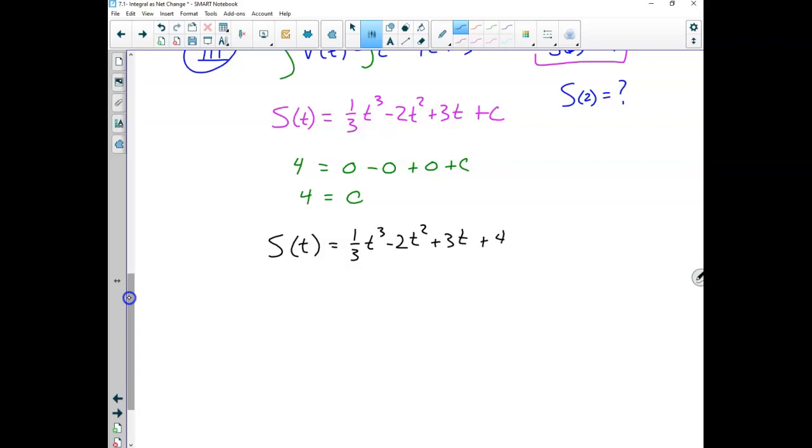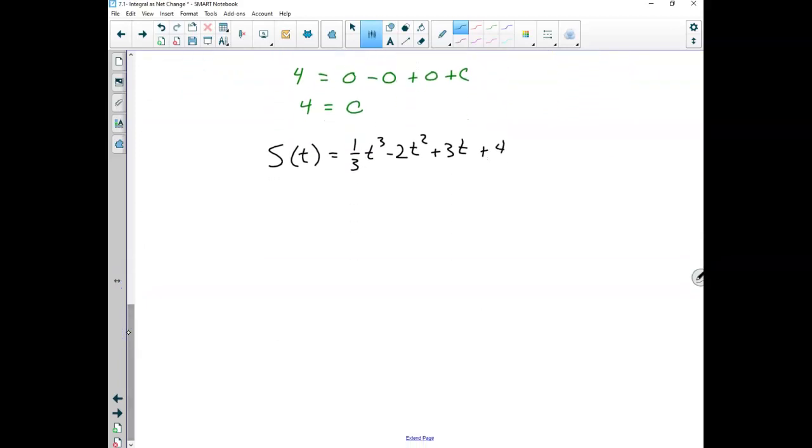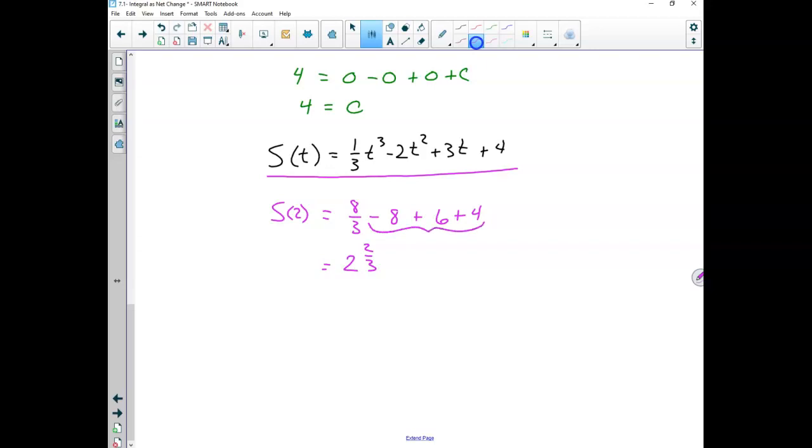And what can I do? Well, heck, if I know that, and I need to know what the heck is s of 2, well, if I have my position function, I can just plug it in. And that's going to give me 8/3 minus, is that 8? 2 squared is 4 times 2, it gives me my 8, plus my 6, plus 4. And if I collect all this, well, this is 2 and 2/3. And if I put all this business together right here, that gives me plus 2, right? 2 and 2/3 plus 2. Well, that's 4 and 2/3. Or I could call it 14/3. Or I could call it 4.667 feet. As long as I put feet on them, I am good.